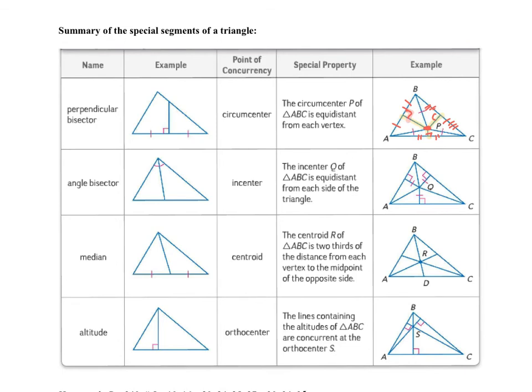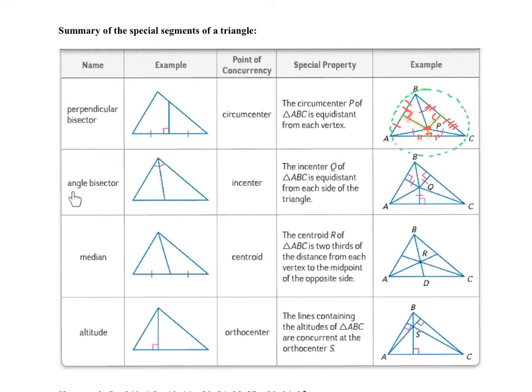Now remember, it's called the circumcenter because it is the center of a circle circumscribed about the triangle. Okay, and so since that circumcenter is the center of that circle, that's why the vertices are equidistant from the circumcenter, because they are actually radii of a circle.